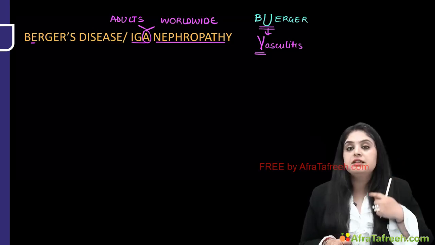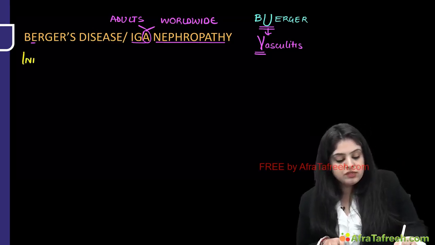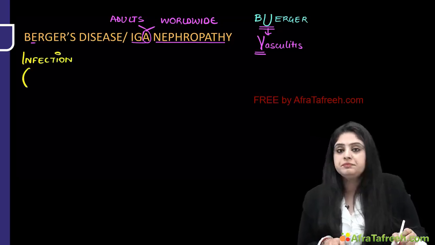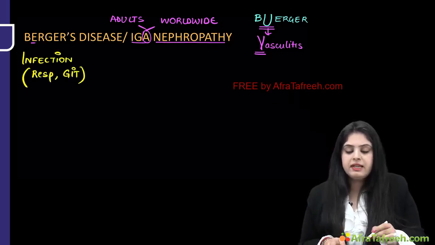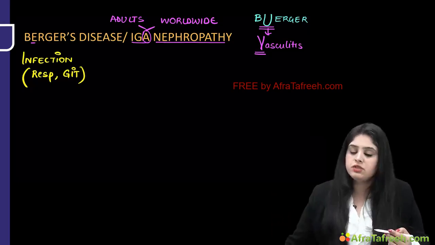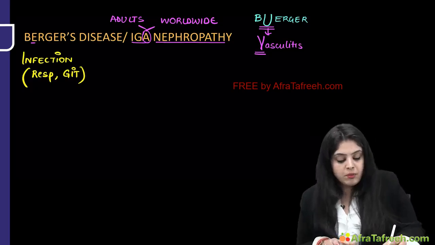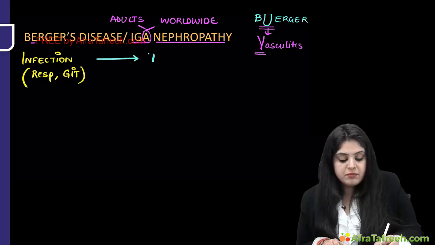Now we'll first understand the pathogenesis behind it. So remember, this also is associated with some kind of an infection. That infection could be either a respiratory tract infection, it could be a GI tract infection, or it could be something like the streptococcus only, the streptococcus that you studied right now. So some kind of infection is happening, and you know what problem has happened because of that infection? There is a very different type of IgA that your body starts making.